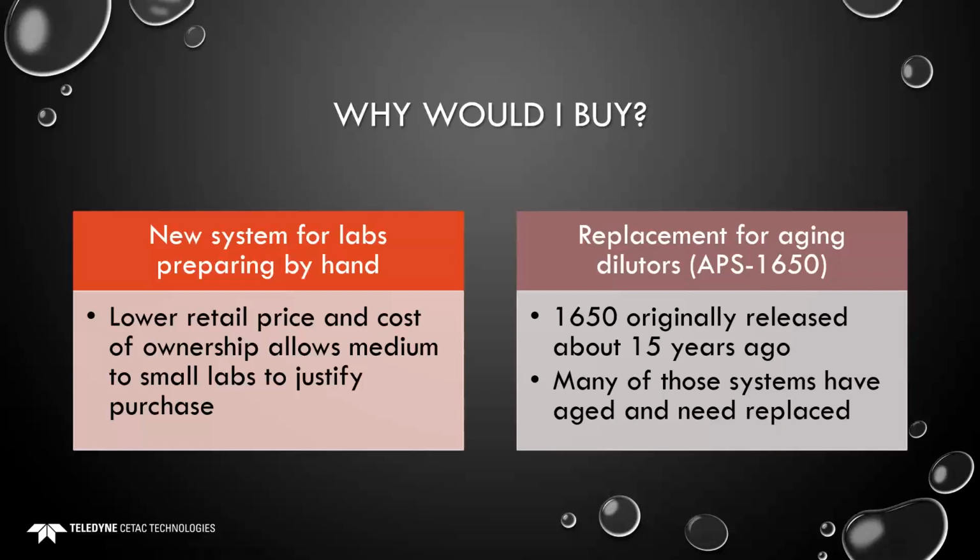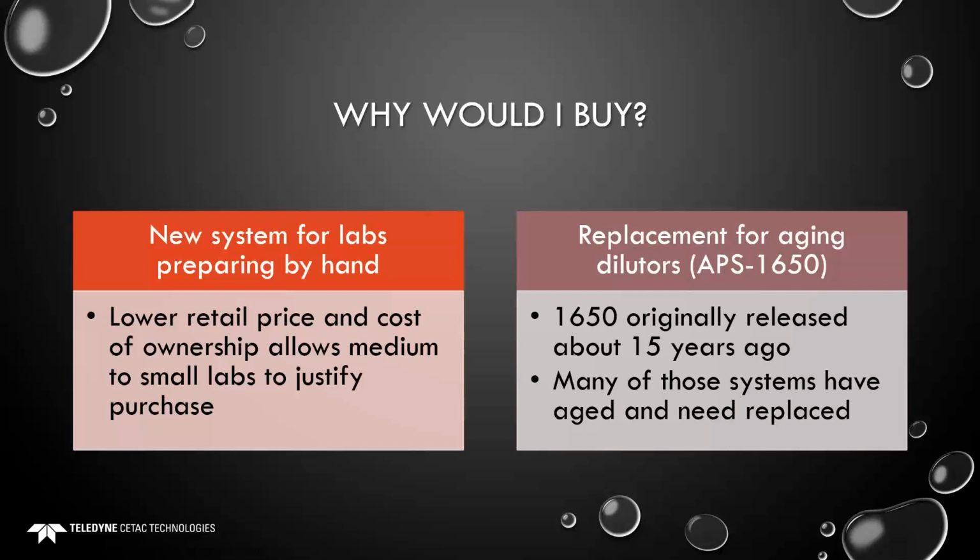Secondly, it is a replacement for aging diluters such as the APS 1650. The 1650 was originally released 15 years ago, as I previously mentioned. A lot of these systems are really getting kind of long in the tooth, and they're getting to a point where they need to be replaced. I know a few years ago when I was working in service, I personally replaced units that were 10 years old at that point, and that was like 3 years ago. Now, I'm not going to say that the 1650 is not a long-lived, robust system, because of course it is.